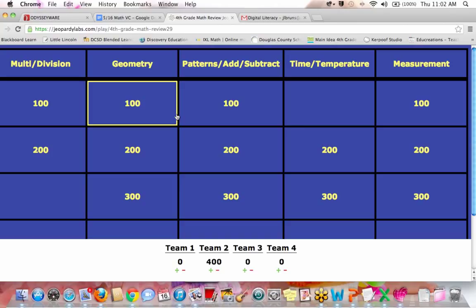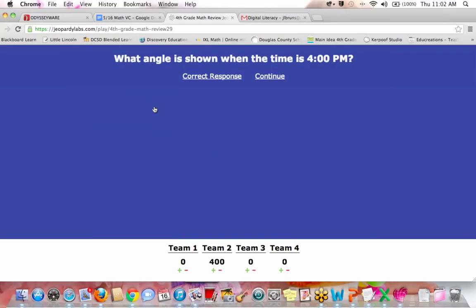Okay, we'll start easy. I like this. What angle is shown when the time is 4 p.m.? Ooh, so I'll give you a hint. Is it acute? Obtuse? It's obtuse. Okay. Obtuse.